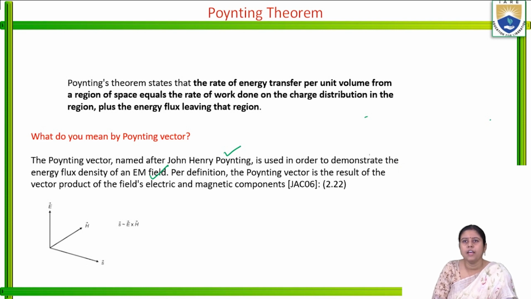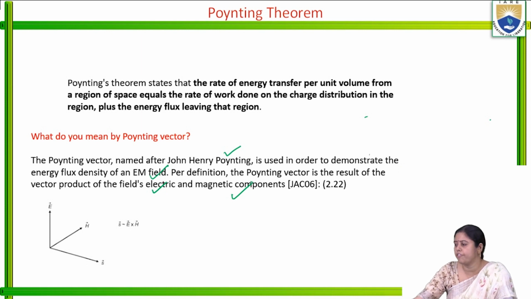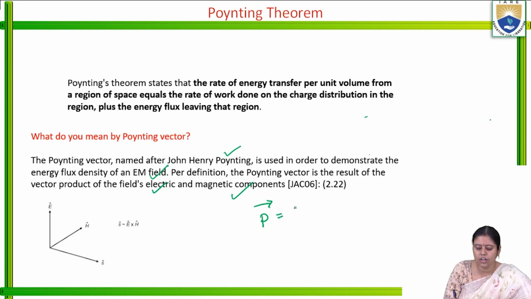As per the definition, the Poynting vector is the result of the vector product of the field's electric and magnetic components. We can write it, if one is the S, another one is the E. So the Poynting vector is generally written as P equals E cross H. Sometimes the Poynting vector is written as S. P or S, we can write by both.